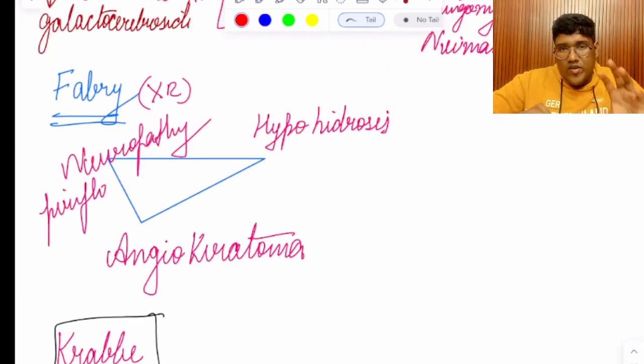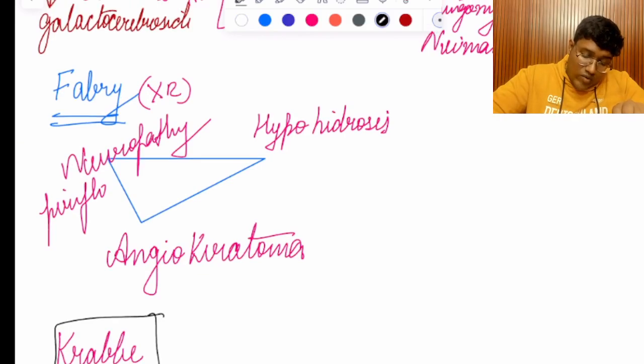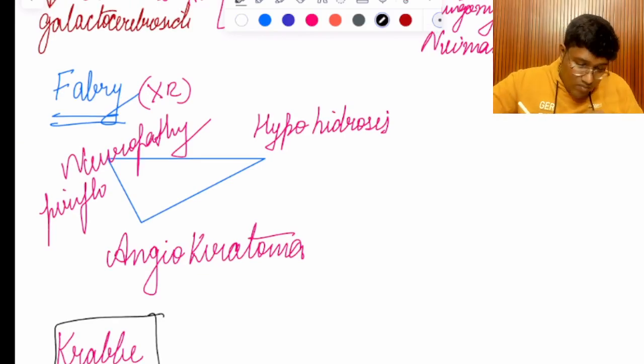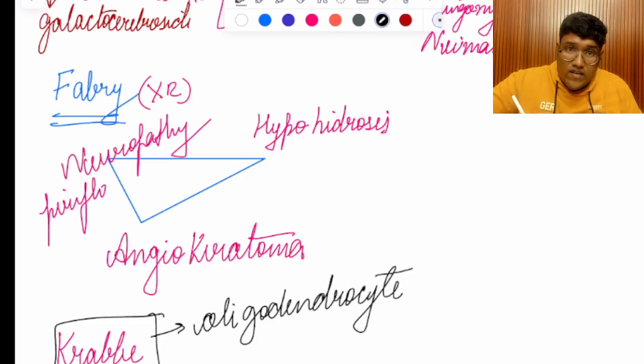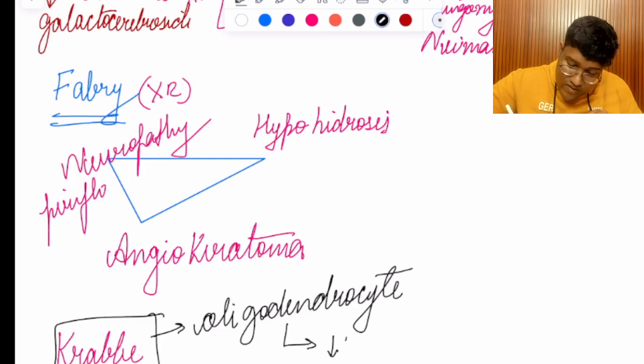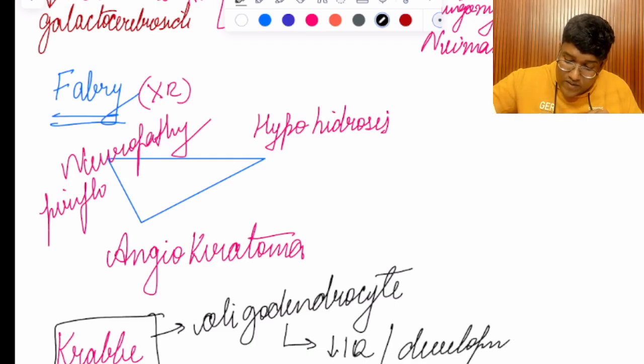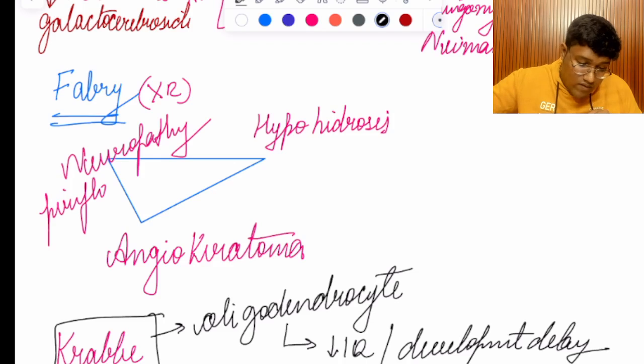Now Krabbe is something to do with the optic nerve. It's very unique. It's easy to remember because of it. So Krabbe, of course, involves the oligodendrocytes. Oligodendrocytes, these cells are seen in the central nervous system. So you will see that there's going to be developmental delay, so decreased intelligence, because of developmental delay. That's very common with brain stuff. And you will see optic nerve atrophy. You will not see optic nerve atrophy in any disease except Krabbe's disease.